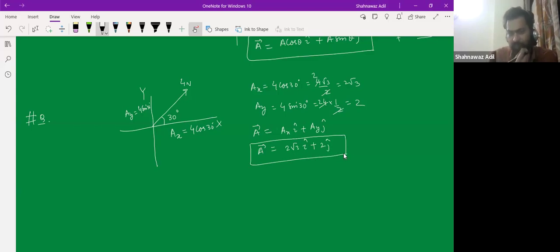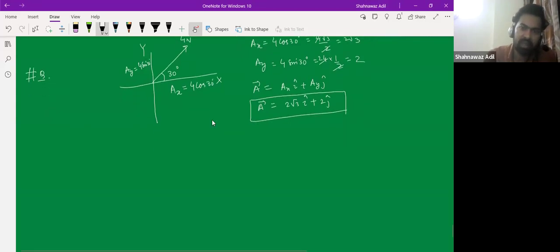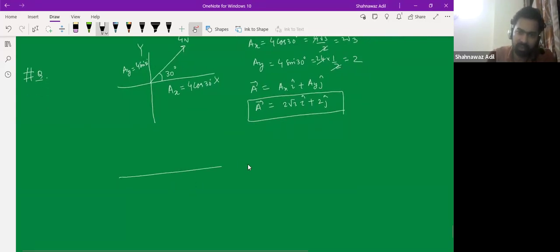And similarly, let's say I have another vector which is like this. Let's say this is 30 degrees. But the angle, we always take the angle with which axis? X-axis. So from the x-axis, let's say this is 5 Newton. So from the x-axis, what would be the angle?